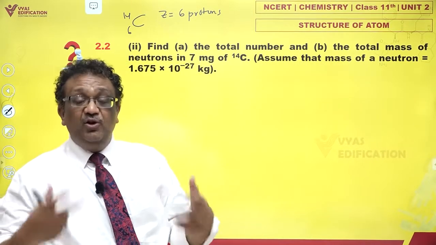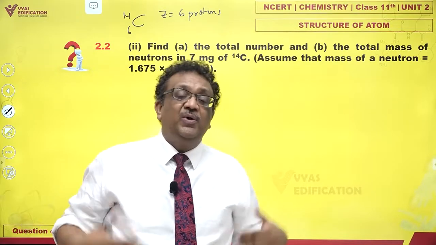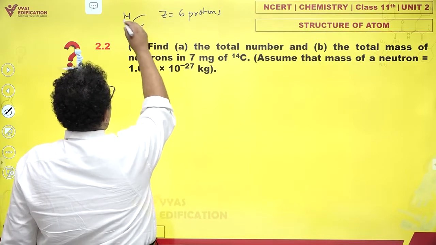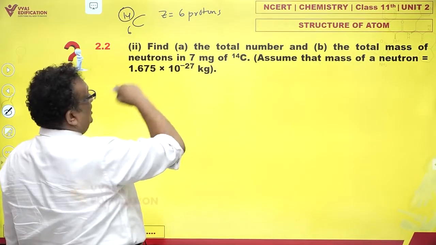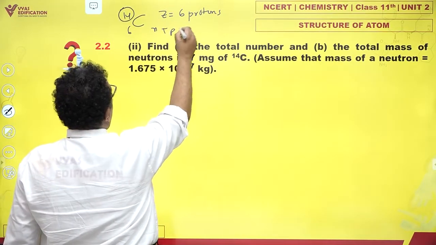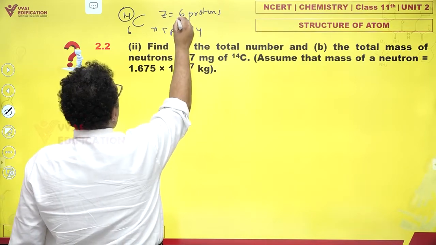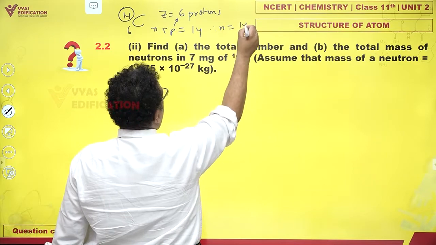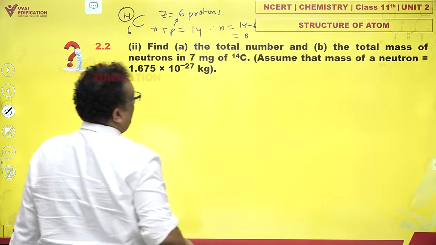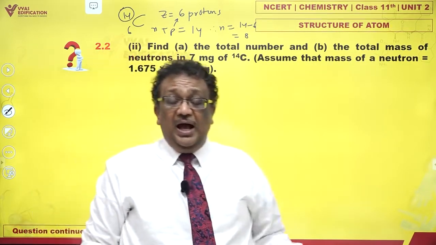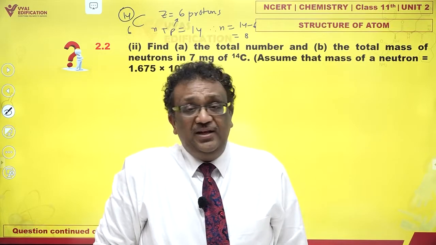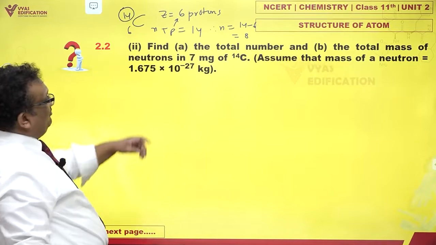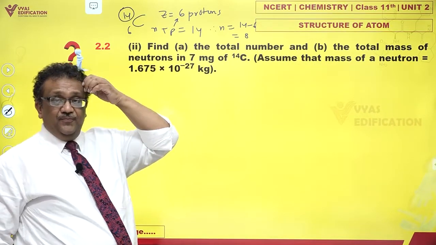This data will not be given to you every time. Anything with atomic number 6 is called carbon. And 14 is the mass number, so neutrons plus protons is 14, but protons is 6. Therefore, the number of neutrons is 14 minus 6, which is 8. So 1 atom of carbon contains 8 neutrons.